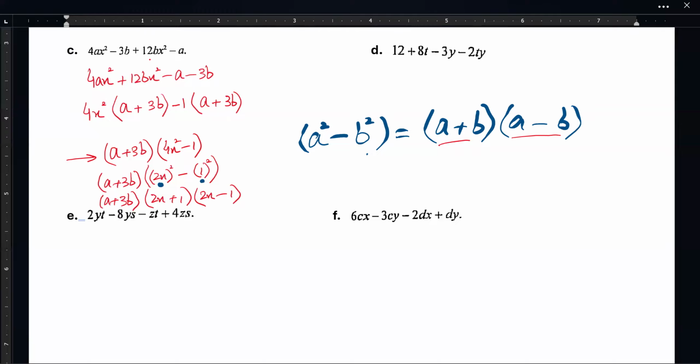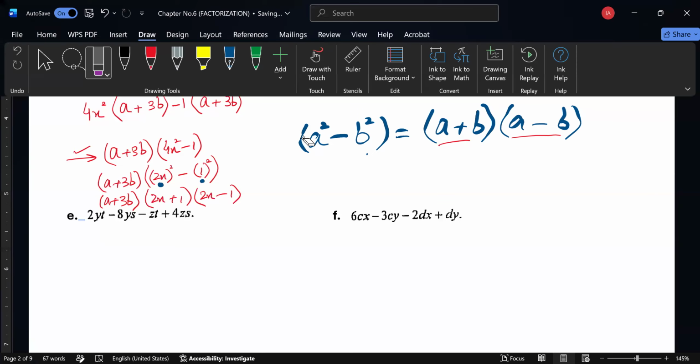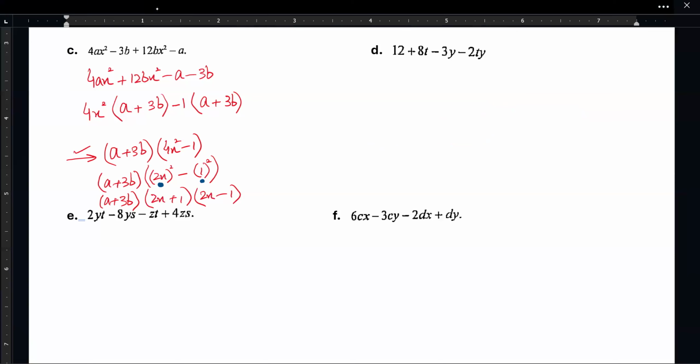Here you will get complete marks. Otherwise, you will lose marks if you stop at the previous step. The answer is not wrong, but incomplete. That's why they will not award you marks. Okay, let's take the next question.